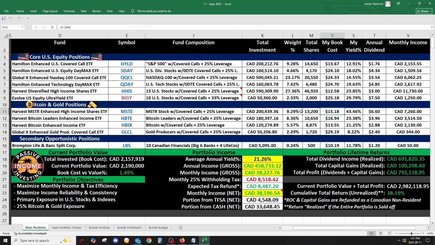Just because it has a 40% yield, 50% yield, or MSTY that has more, doesn't matter. If you don't know what you're investing in, if you don't have the conviction, especially in a single stock covered call ETF, I think that's very irresponsible.